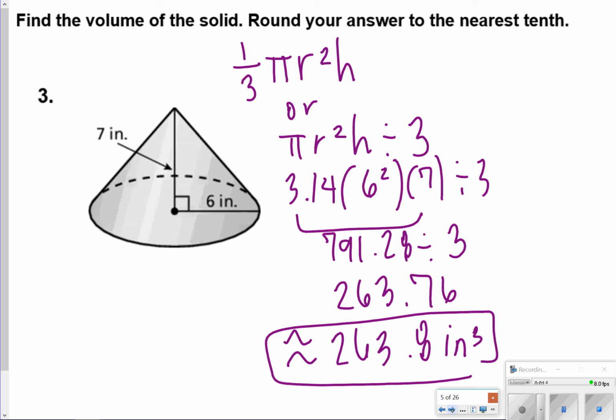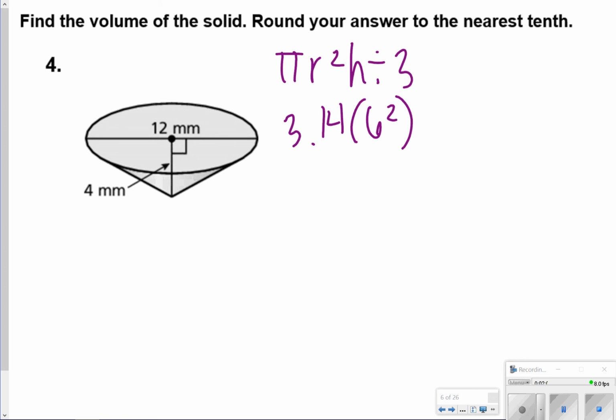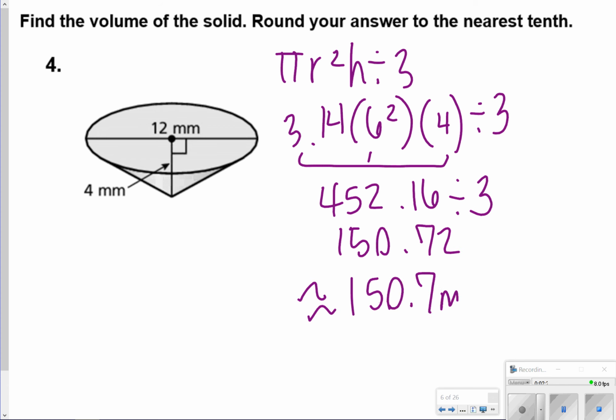Okay. Number 4, again the same way. Pi times radius squared times height divided by 3. So 3.14 times 6 squared, that's your radius, half that 12, times 4, all divided by 3. We're going to multiply these 3 first. That's going to give you 452.16, and then cut that into thirds. We get 150.72. So we'll say about rounded 150.7 millimeters cubed.